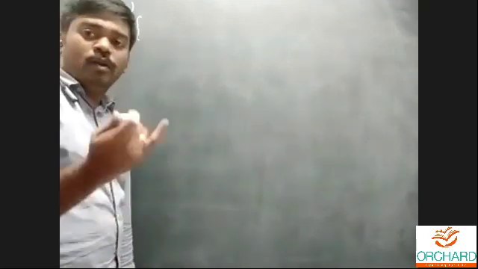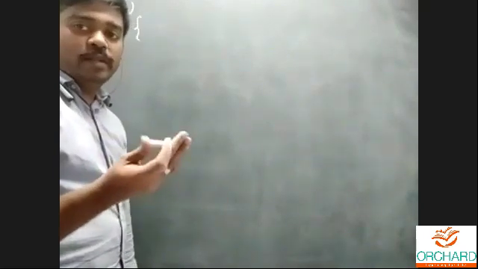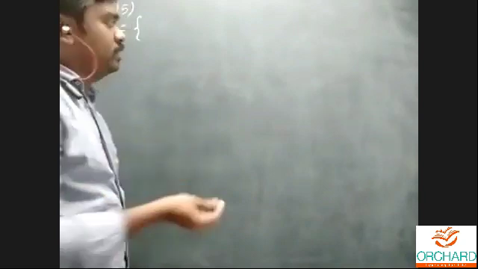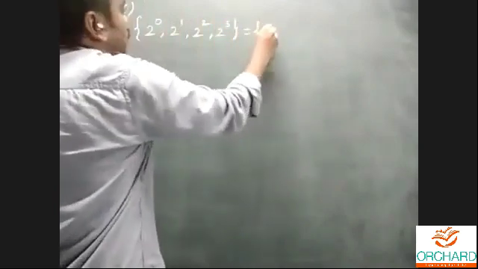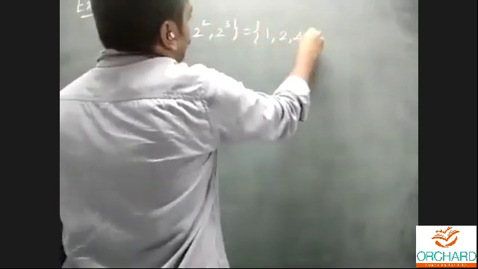Okay, next, exercise 1.4, 5th problem. Set A, x equal to 2 power n and n belongs to W, that is n is less than 4. Now n is a whole number, 0, 1, 2, 3, that is 2 power 0, 2 power 1, 2 power 2, 2 power 3, which is equal to 1, 2, 4 and 8.